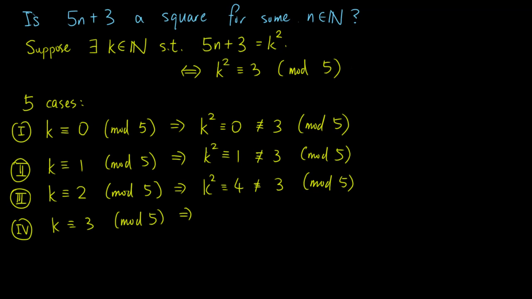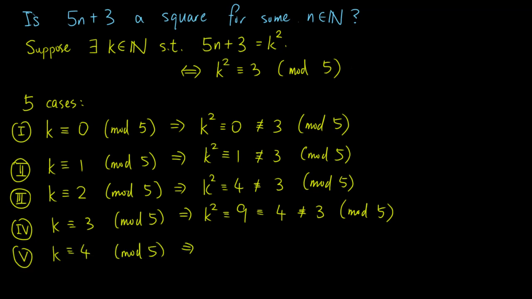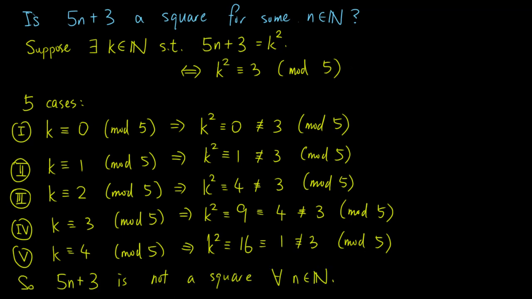If k is congruent to 3 mod 5, then k squared is congruent to 3 squared, which is 9, which is congruent to 4, and not congruent to 3 mod 5. Lastly, if k is congruent to 4 mod 5, then k squared is congruent to 4 squared, which is 16, and is congruent to 1, but not 3 mod 5. Hence, in all 5 cases, k squared is not congruent to 3 mod 5, which means that 5 times n plus 3 is not a square for all positive integers n.